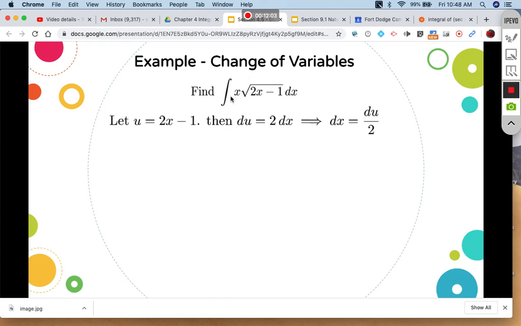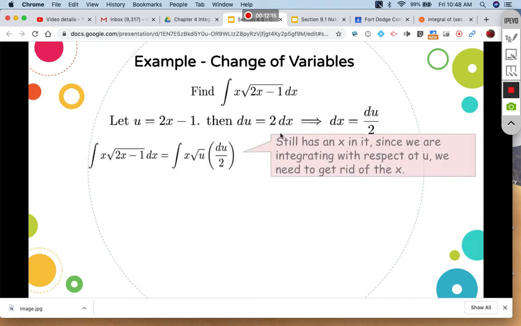Here's a problem. When I put this x up here, I can then go 2x minus 1, okay? Dx is du over 2, that same thing. But now I have x in here. I can't have another variable. I'm switching this over to the integral we're doing in terms of u. I can't have x because x is another variable.